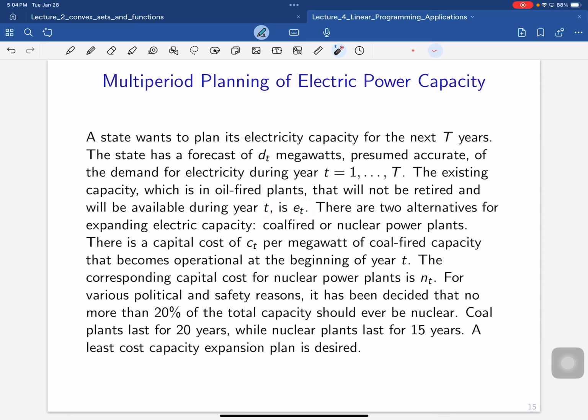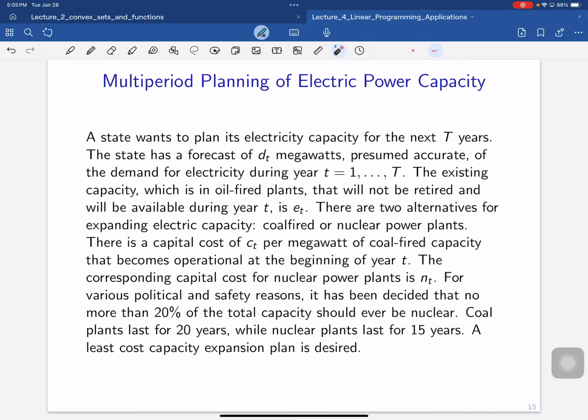Now let's assume there are two alternatives for expanding the electric capacity, because the oil-fired plants are not going to be expanded. For the sake of argument, we assume these two alternatives are coal-fired and nuclear power plants. Of course, you are not going to build coal-fired power plants nowadays, probably things like solar and wind. So just for the sake of this problem, we assume you are going to build more coal and nuclear. And we have the capital cost, C_t per megawatt of coal-fired capacity that becomes operational at the beginning of year t. And then the capital cost for nuclear power plants is N sub t.